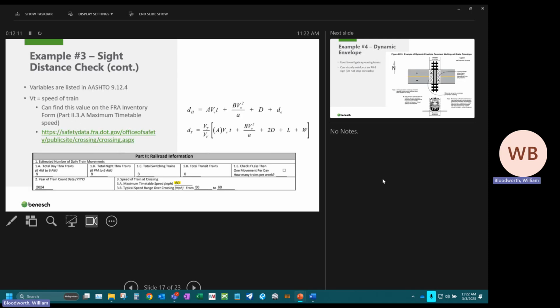These are the fancy formulas in the AASHTO Green Book. I'm not going to do any math here live, but it's a lot of letters and not a lot of numbers, but all those letters are well defined under the formula. So if you just go in the Green Book, all the letters are defined.